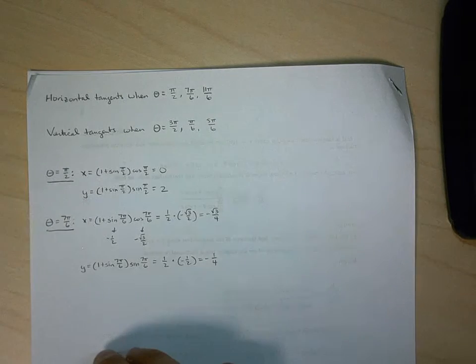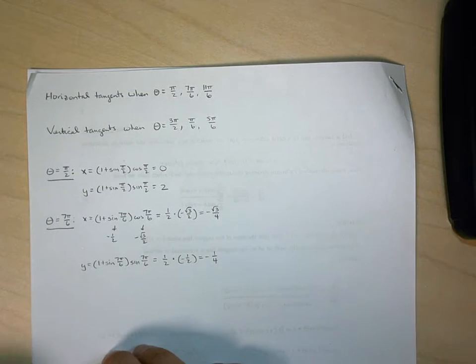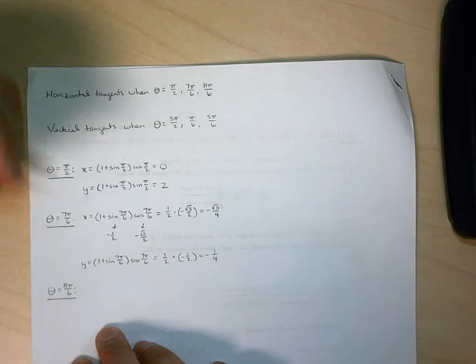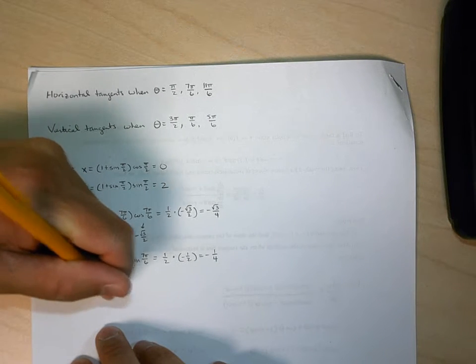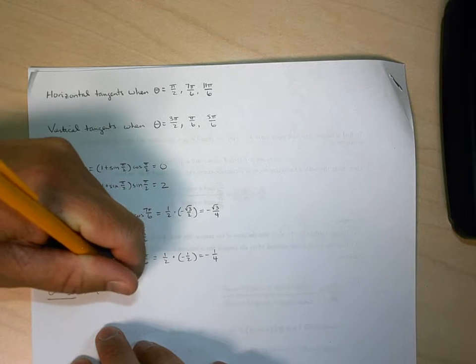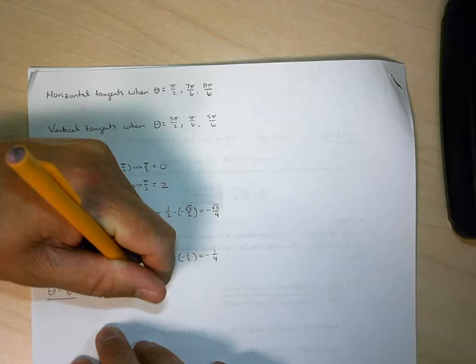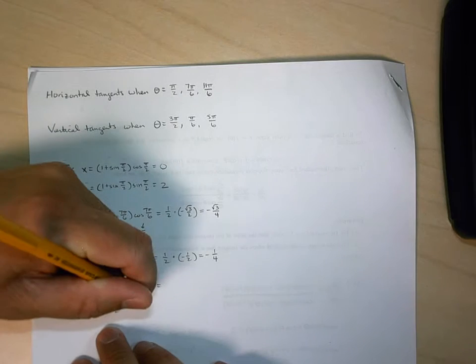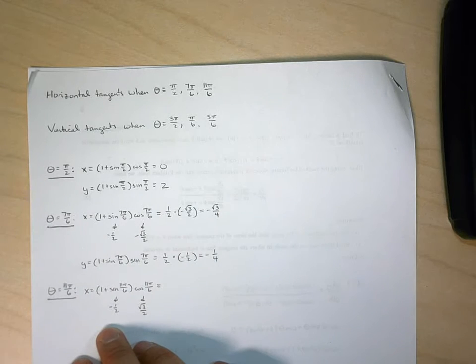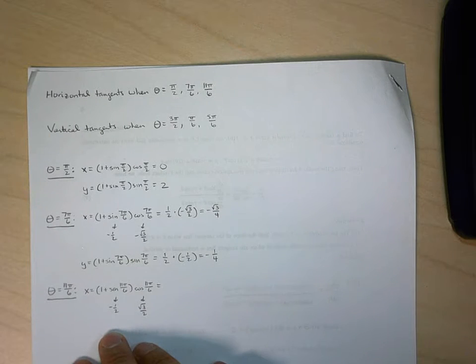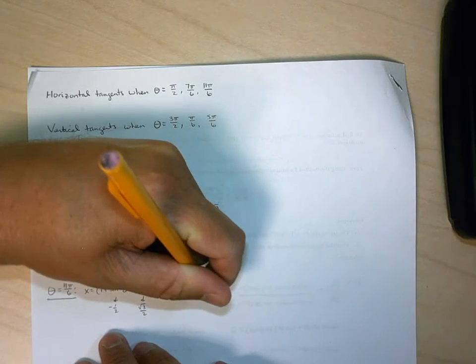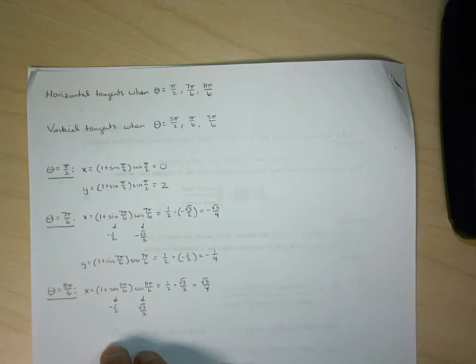The other place where I had the horizontal tangent was 11 pi over 6. So x is 1 plus the sine of 11 pi over 6 times the cosine of 11 pi over 6. The sine of 11 pi over 6 is negative 1/2. The cosine of 11 pi over 6 is square root 3 over 2. So in the parentheses I've got 1 minus half. So I'm looking at square root 3 over 4 for my x coordinate.